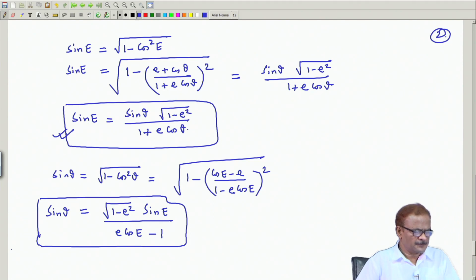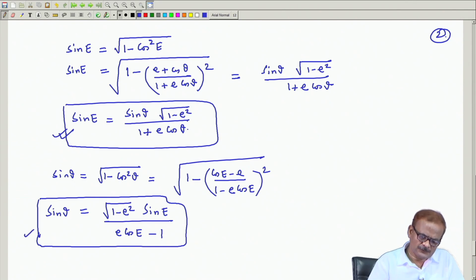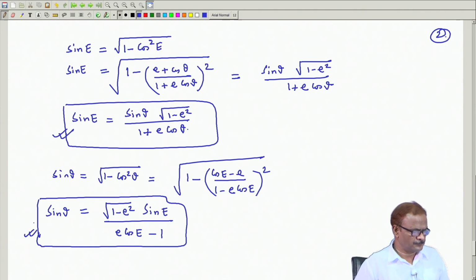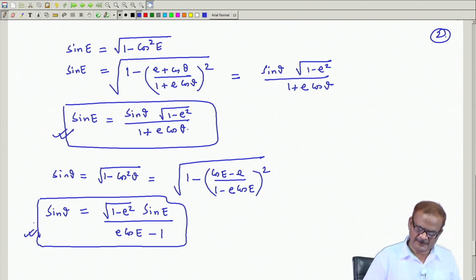So, this way you can proceed to solve the problem of the ellipse. Once you know all these things, the rest of the procedures we have carried out remain the same. So, we do not need to elaborate that, but what I was trying to show here is how sin E and cos E, sin theta and cos theta, can be written in terms of each other.